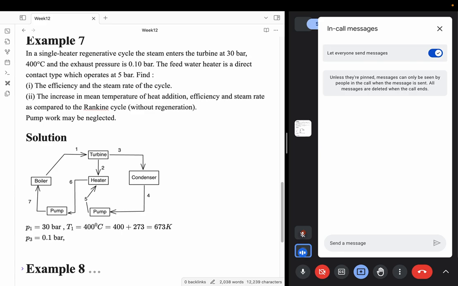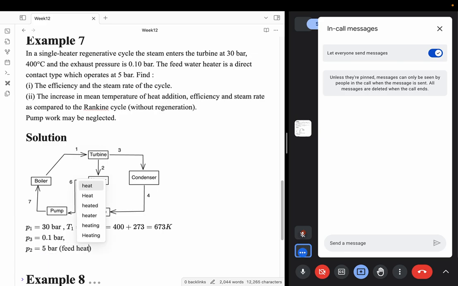And then I also know that the feed water heater is a direct contact type which operates at 5 bar. So this is the feed water heater that we have. So this pressure is told to be at 5 bar. So P2 is given as 5 bar. Just write it so it will be easy for those who refer to this later. So P2 is basically the exhaust of turbine, and these are the inlet of turbine.